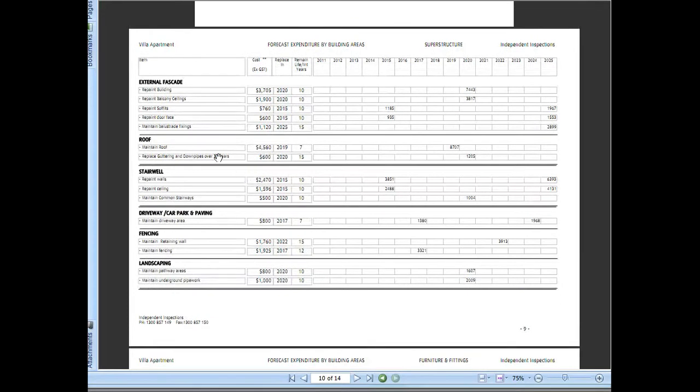Okay, so we can see that each of these items has what they call an effective life. So we're looking at repainting the building. It'll cost you $3,000 now, but we're going to repaint that in 10 years time. So in 10 years that's going to be worth $7,000 to get that part of the building.